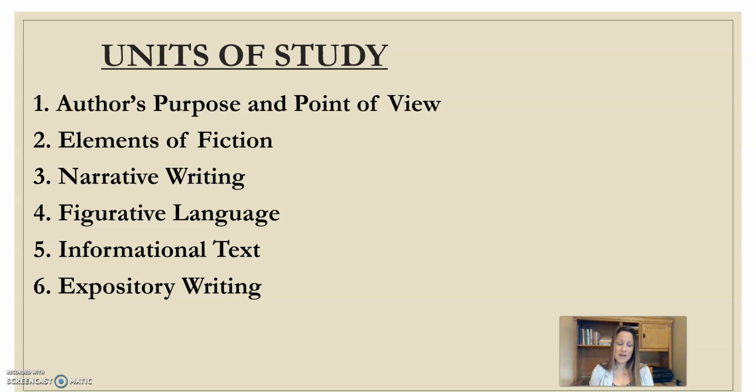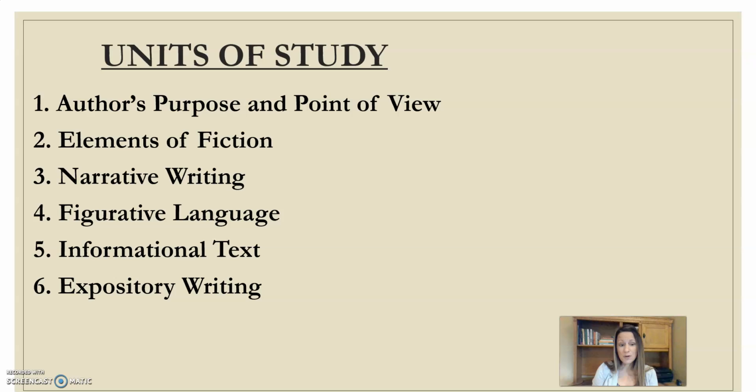So the units of study, there are 6 main units of study, starting with author's purpose and point of view. The second unit of study is elements of fiction. Throughout that unit, the students will be reading lots of short stories and really analyzing the different elements of fiction. The hope is that when they're done with that unit, Unit 3, narrative writing, they can take some of the things that they've learned and apply them to writing their own fiction pieces. The fourth unit of study is figurative language and poetry.